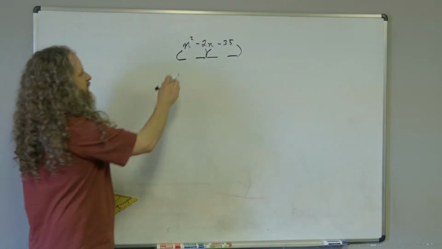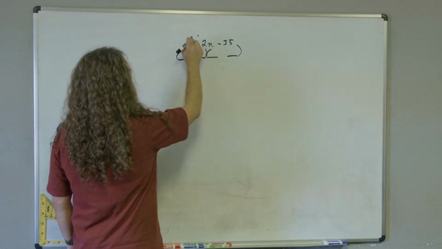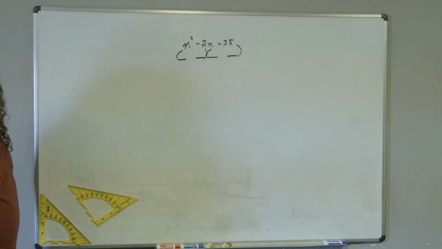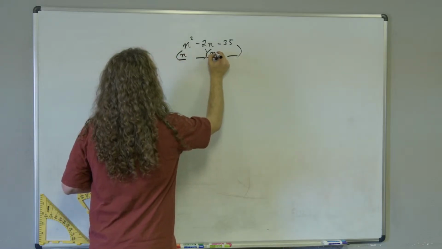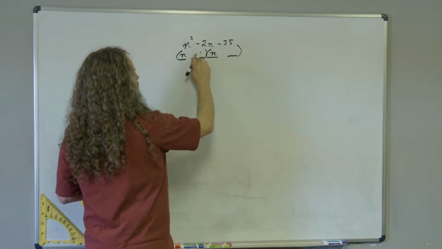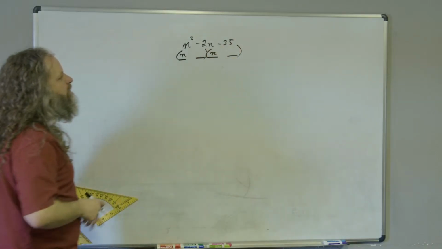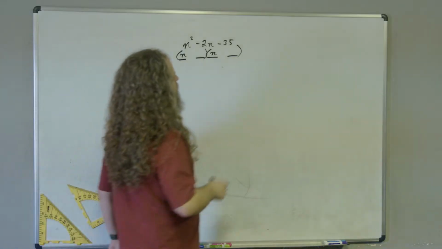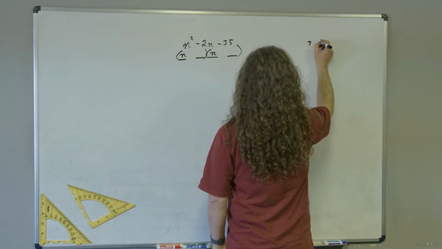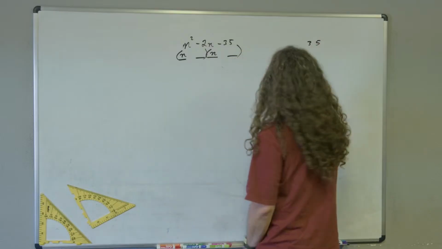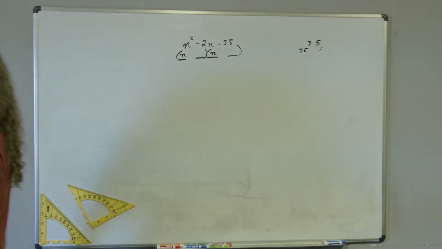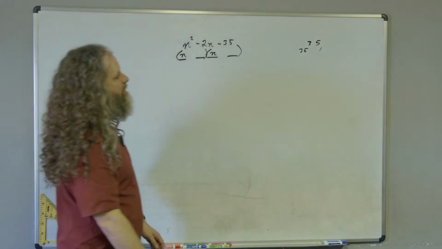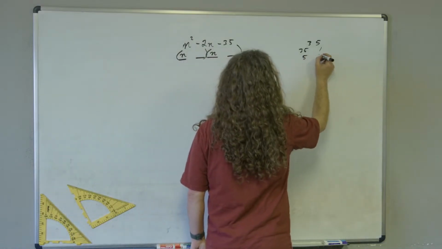In the first slots, we need 2 things that multiply to get the first term. So what times what gives us n squared? N times n. Easy peasy. In the second slot, I need 2 things that multiply to get 35. Especially at the beginning, it might be a useful idea to jot down what those are. So what are the factors of 35? Don't worry, I'll give you the hard one first. 35 and 1. What are the other factors of 35? 5 and 7. True enough.